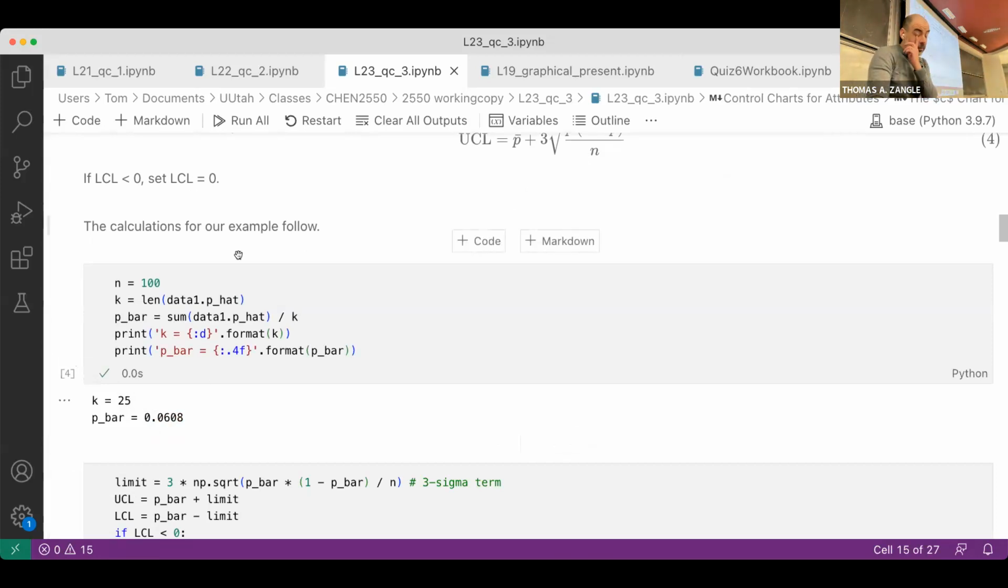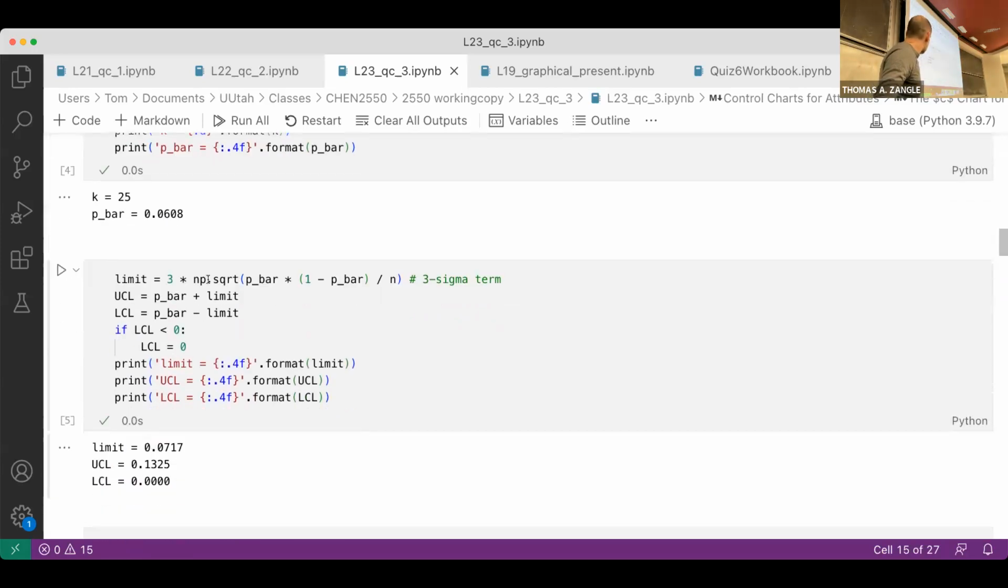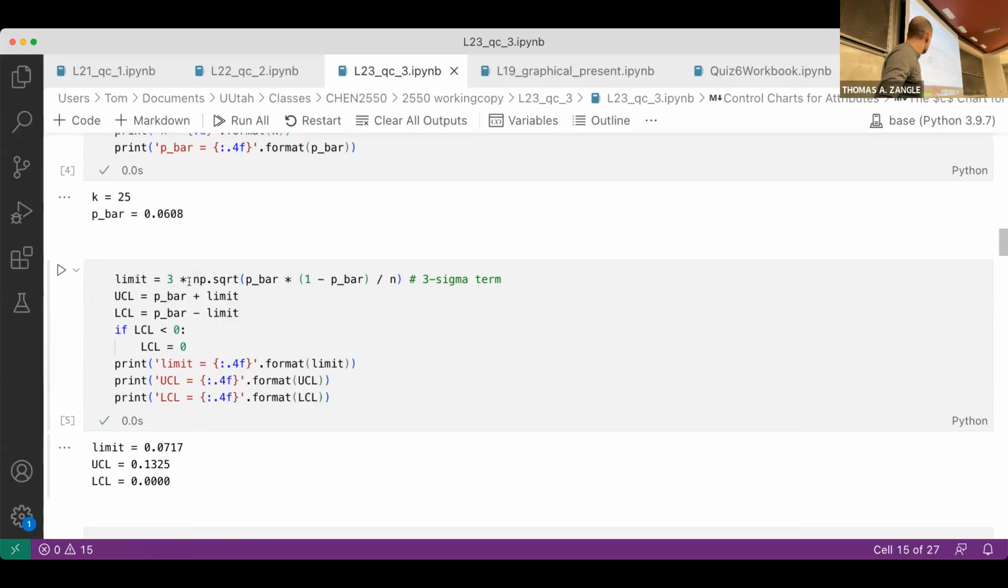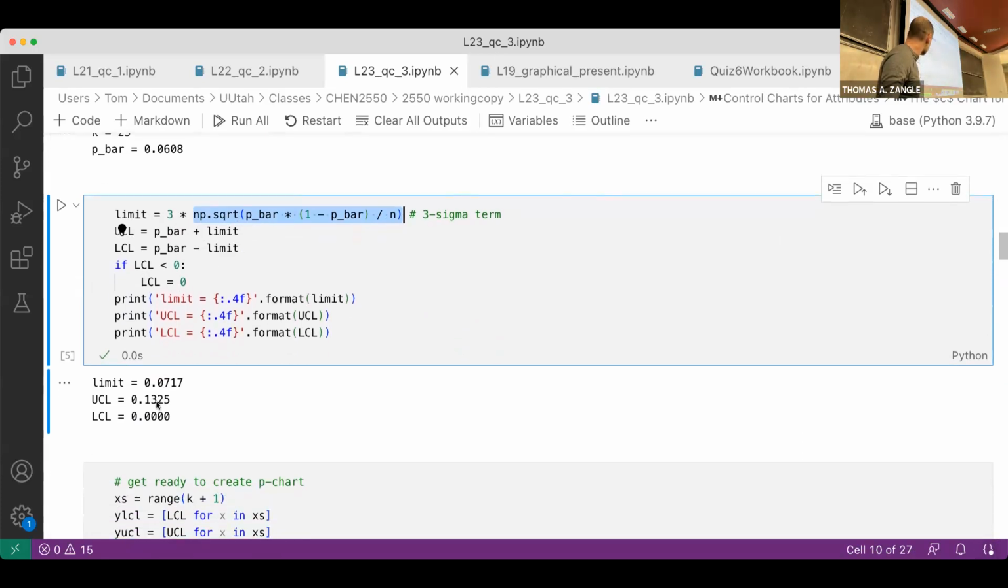So the code here implements those equations, right? We take the data and compute P bar, which is just the average down that entire column. We end up with a P bar of about 0.061. We construct the 3 sigma limit, assuming that we can approximate the binomial as normal, using the expression for the standard deviation of that approximation that we discussed previously. And then we have our upper and lower control limits.